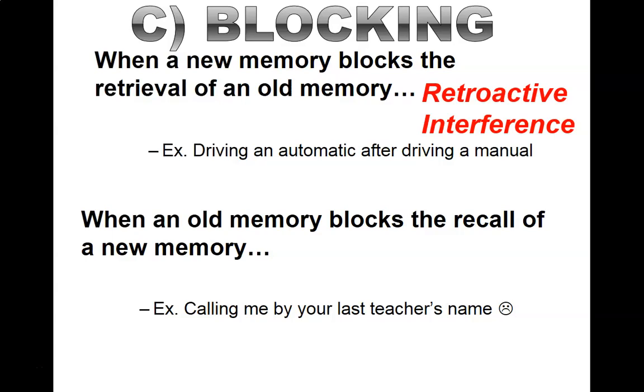New blocks old. You're moving forward. So driving an automatic after driving a manual. Maybe not the best example. But you learn something new and it's preventing you from remembering something old. When an old memory blocks the recall of a new memory, so old blocks new, that is proactive interference. So the example I have here at the bottom, calling me by your last teacher's name. So you roll in and whoever your previous block teacher was, you call me Mr. or Miss So-and-so, that person was on your mind. Old memory blocking a new memory.